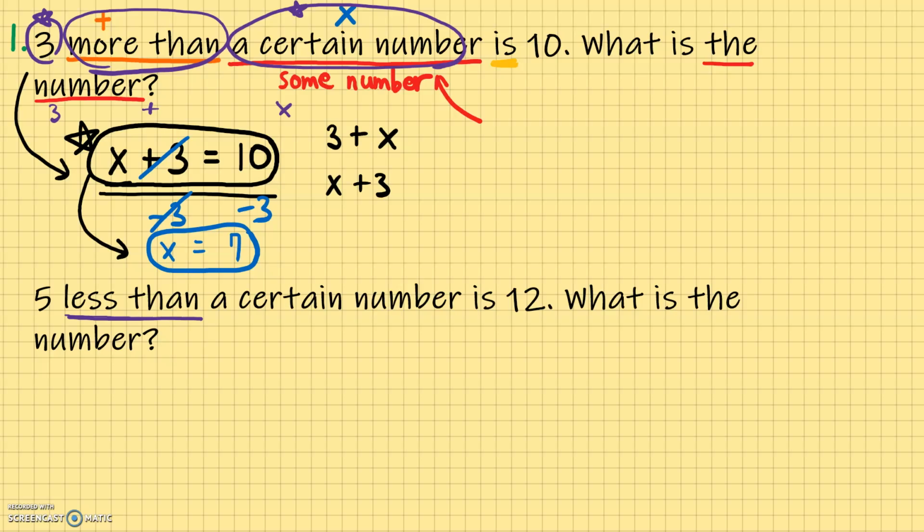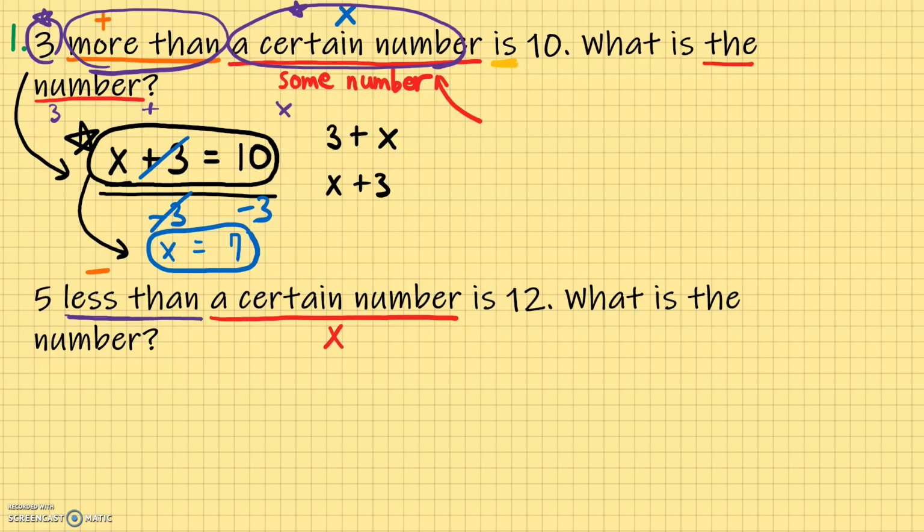So let's look at the word problem underneath. 5 less than a certain number is 12. What is the number? So again, we have this word, a certain number, and that means to use a variable. So let's use x again. More than meant plus. Less than means minus, right? It makes sense. If you have less, it means you're subtracting quantities.